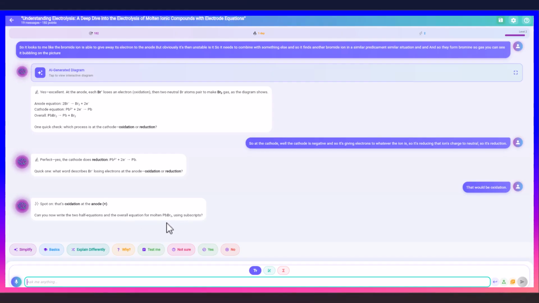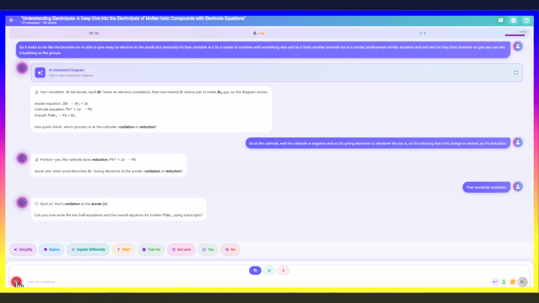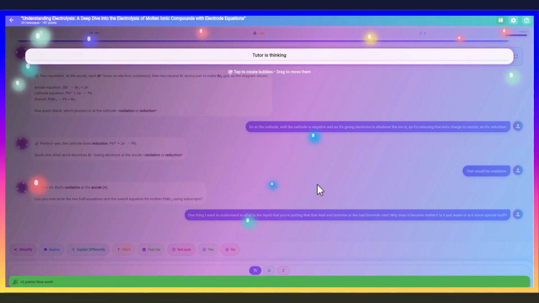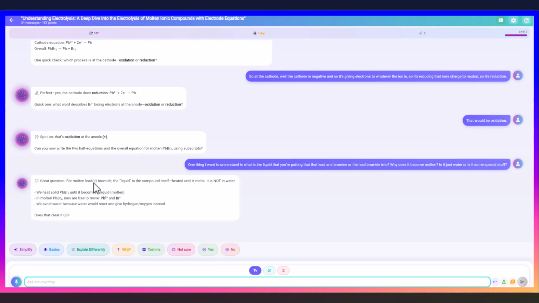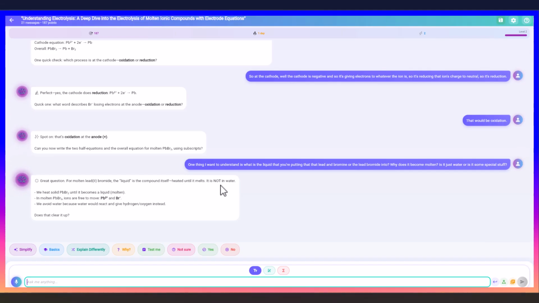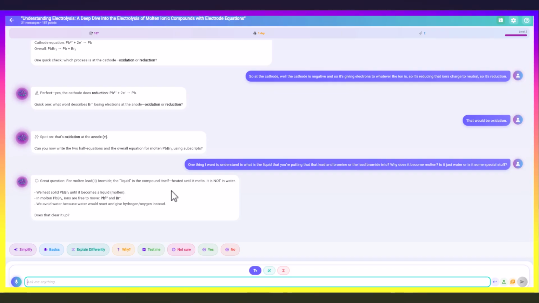One thing I want to understand is what is the liquid that you're putting that lead bromide into? Why does it become molten? Is it just water, or is it some special stuff? See what it says. Great question. For molten lead bromide, the liquid is the compound itself. Heated until it melts. Oh, it's not in water. I thought you dissolved it. See, I haven't done chemistry for a while.